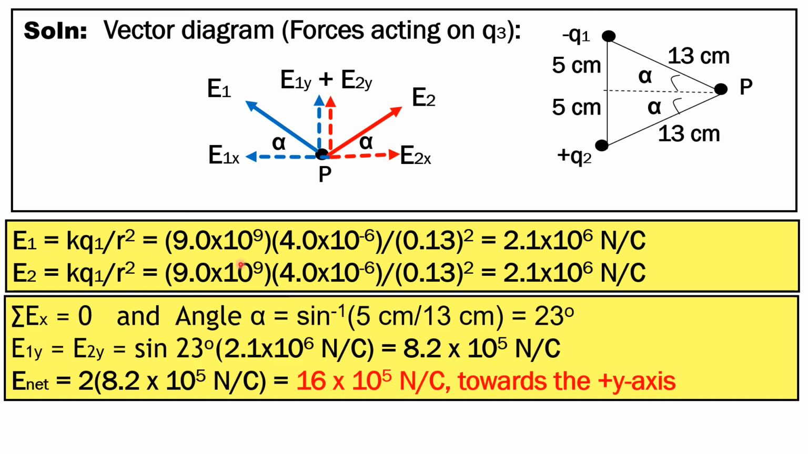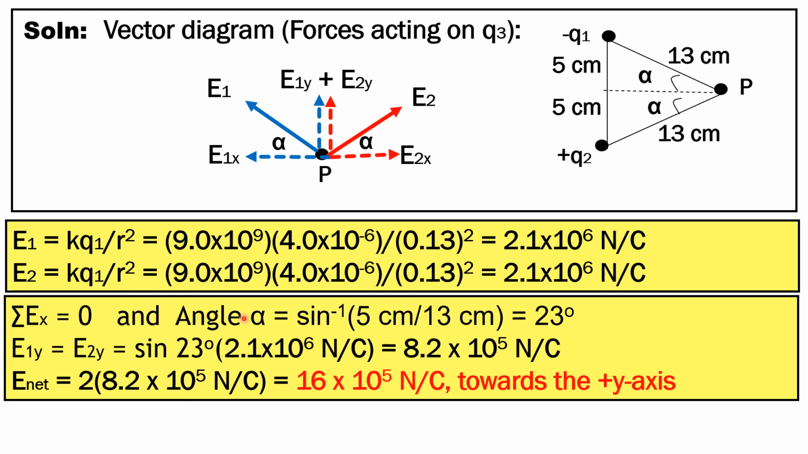We say that the x components of both E1 and E2 will have the same magnitude. Since they are equal in magnitude, it follows that their x components will also have the same magnitude, but exactly in the opposite direction. And that's how we are able to say that the summation of Ex will just be equal to 0.